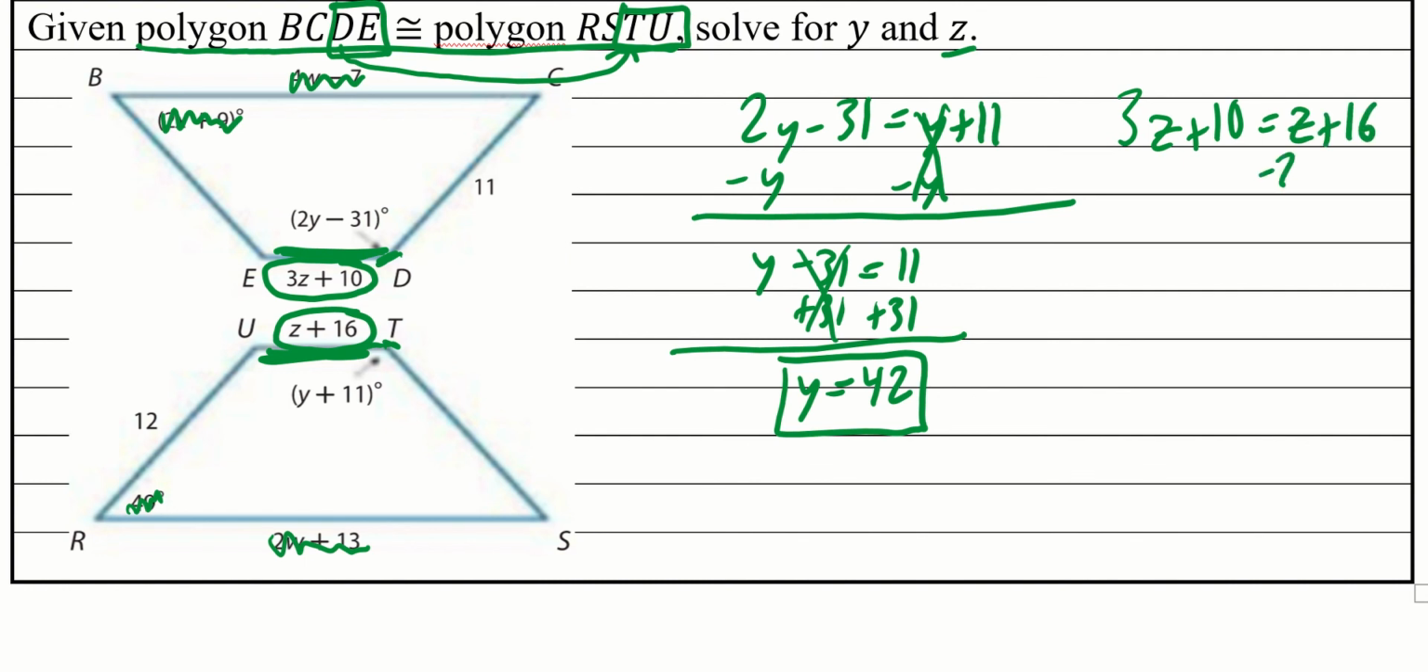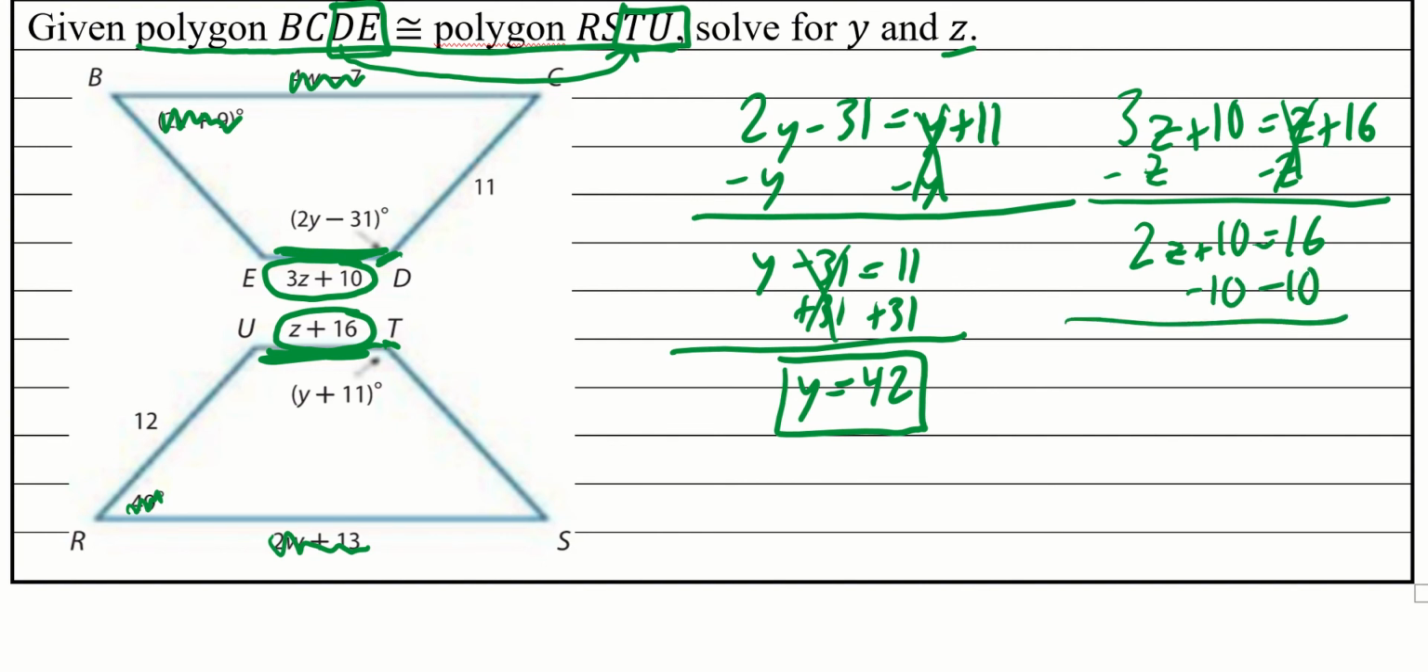Now that I have the setup, same thing as before, I can just do the algebra. I can subtract z from both sides. On the right side, they cancel, and on the left side, I have 3z minus 1z, that is 2z plus 10 equals 16. Continue to solve: subtract 10 from both sides, and I get 2z equals 16 minus 10, which is 6. Last step, divide by 2, and we get z equals 6 divided by 2, or 3.